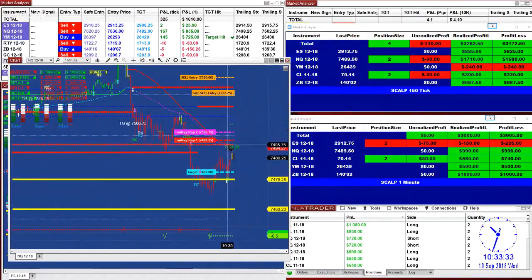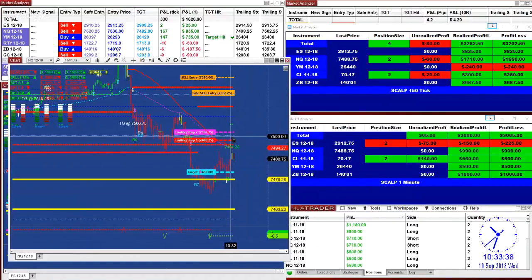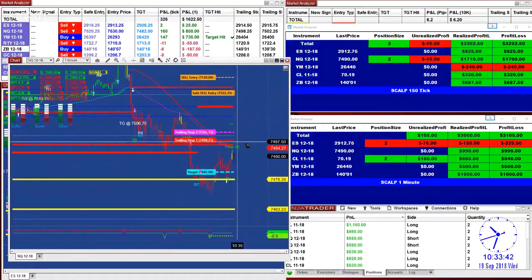You have a resistance line. You have a double resistance, and there is one line in between. It's going to take a hell of a lot of buyers to break all those areas on the NASDAQ.